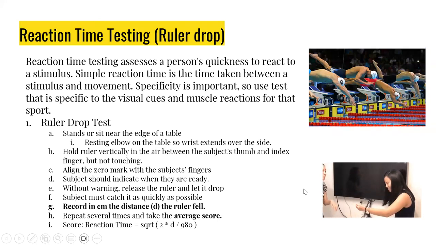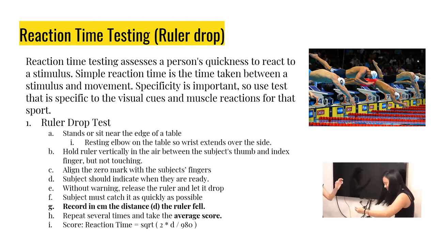For the reaction time test, the ruler drop, this reaction time testing assesses a person's quickness to react to a stimulus. Right? It's a simple reaction time, the time taken between a stimulus and the movement. For the ruler drop test, you're going to stand facing your lab partner, who will hold the ruler vertically in the air between the subject's thumb and index finger, right around the zero, without touching the ruler. You're going to align the zero mark with the subject's fingers.